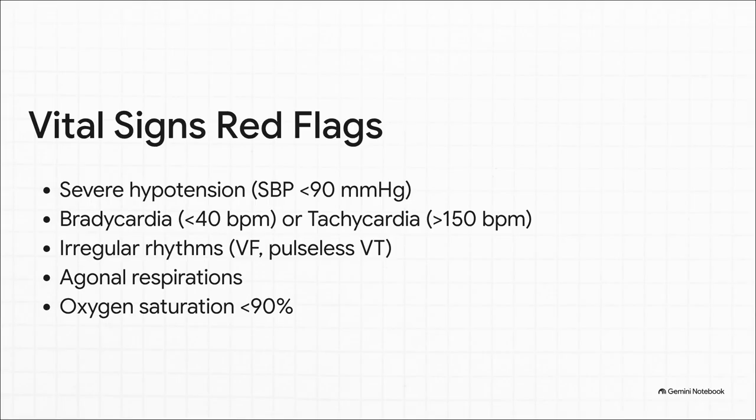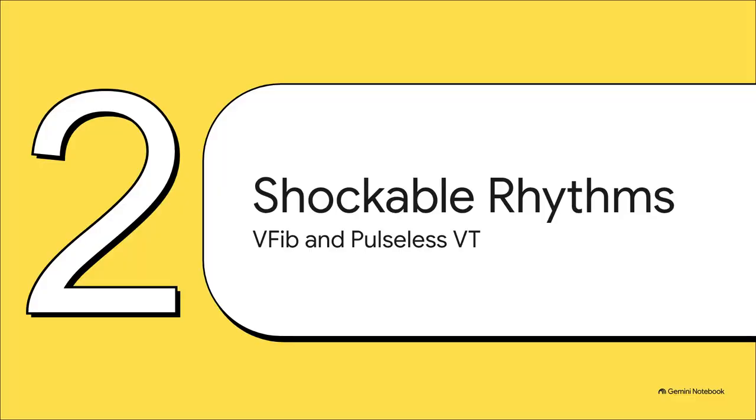A huge hallmark of a life-threatening acute condition: unstable vital signs. If you see severe hypotension with a systolic blood pressure under 90 or extreme heart rates like bradycardia under 40 beats per minute or tachycardia over 150, the alarm bells should be ringing. Throw in agonal respirations, an oxygen saturation dropping below 90% despite therapy, or a Glasgow coma scale under 8, and you are looking at a patient who needs priority resuscitation. Like, immediately.